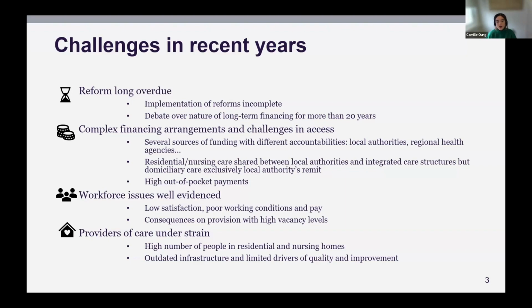As I said, there's a large number of people living in residential and nursing homes, and the infrastructure has been quite outdated with limited drivers of quality and improvement. So the number of people living in homes, for instance, that don't have ensuite facilities or modernized infrastructure is quite high.